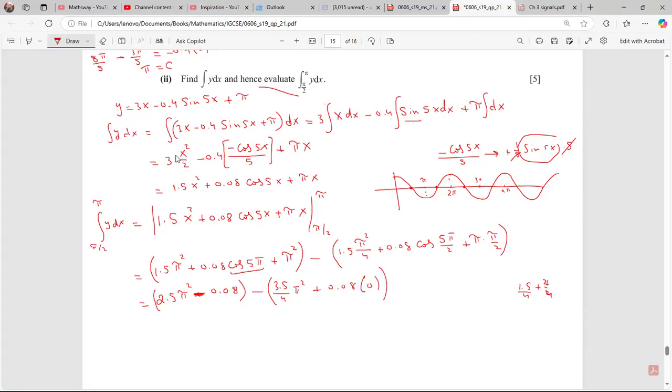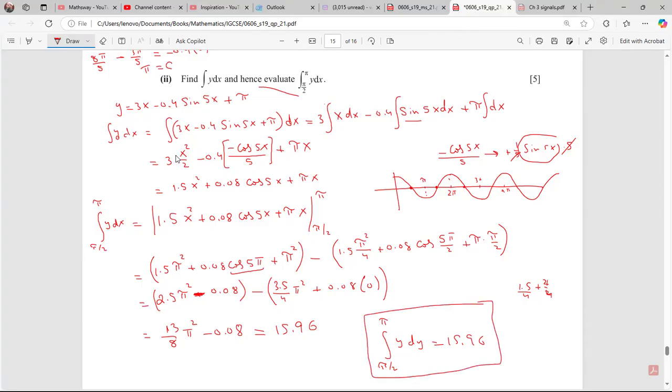And that's it. So I have only a few things, 2.5 pi square minus 3.5 over 4 pi square. When I simplified this thing, it gave me 13 by 8 pi square, and then I have minus 0.08 only. And the numerical value of all this is 15.96. Okay, so this is my answer, that the integral of y dx from pi by 2 to pi is going to be 15.96.